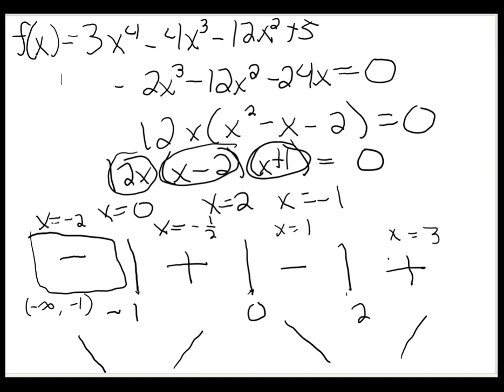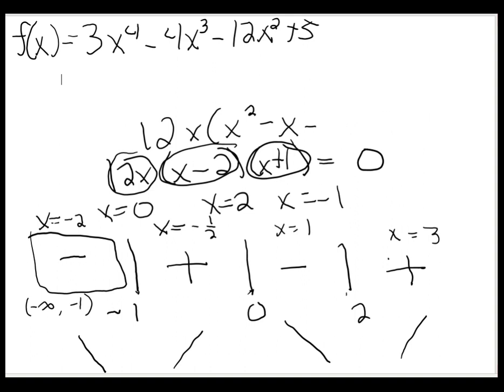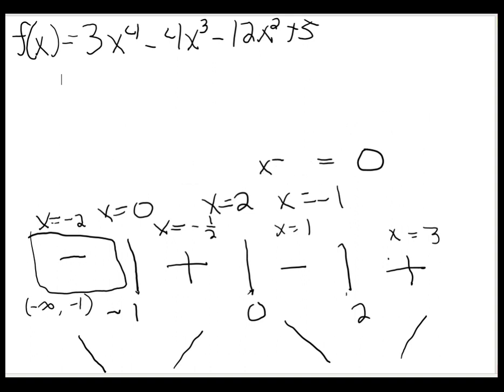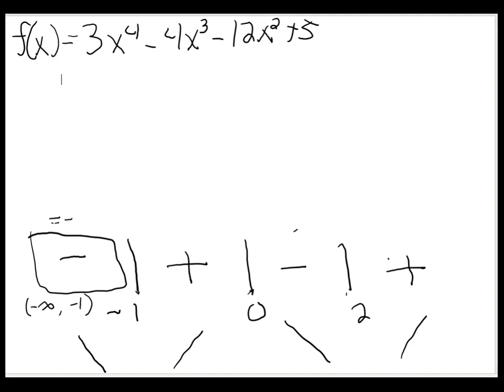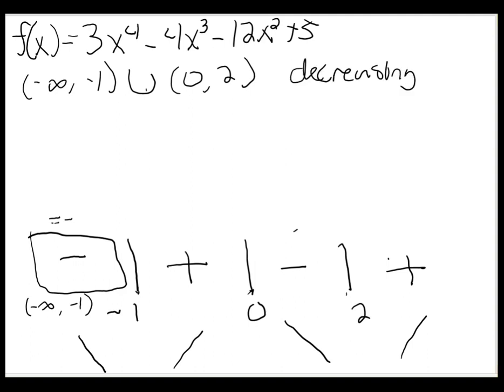So how does that help us? Well, it tells us, first of all, negative infinity to -1, as well as 0 to 2, well, this is decreasing, our interval of decreasing, versus -1 to 0 and 2 to infinity. That's our interval of increasing.